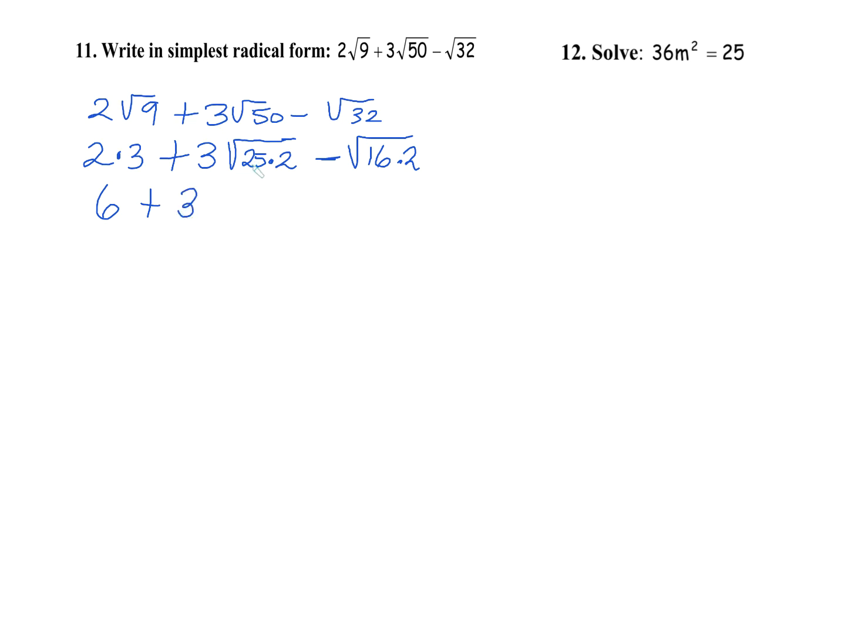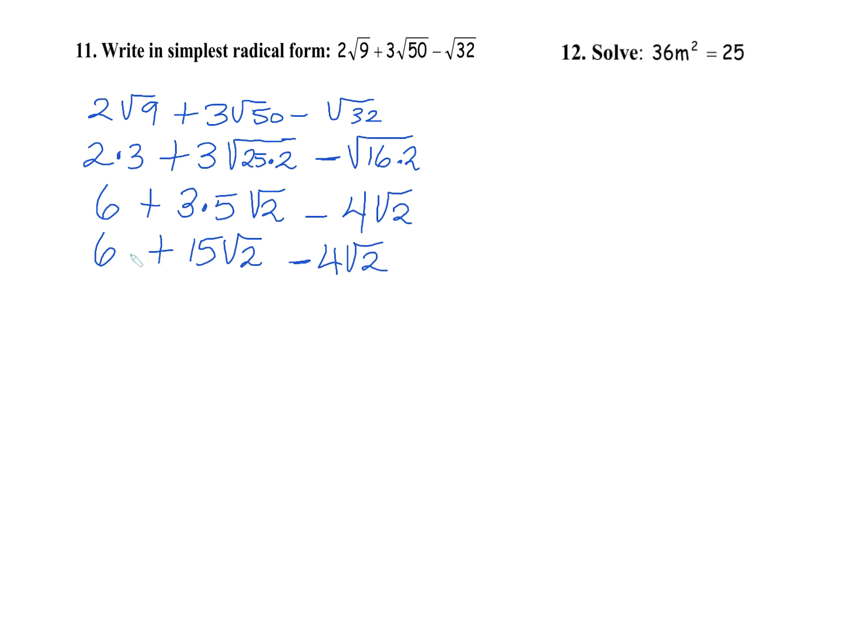If I take the square root of 25, that will give me 5. I cannot take the square root of 2, so that stays in the radical sign. Minus, the square root of 16 is 4. I can't take the square root of 2, so that stays in the radical sign. That leaves me with 6 plus 15 square root 2, minus 4 square root 2.